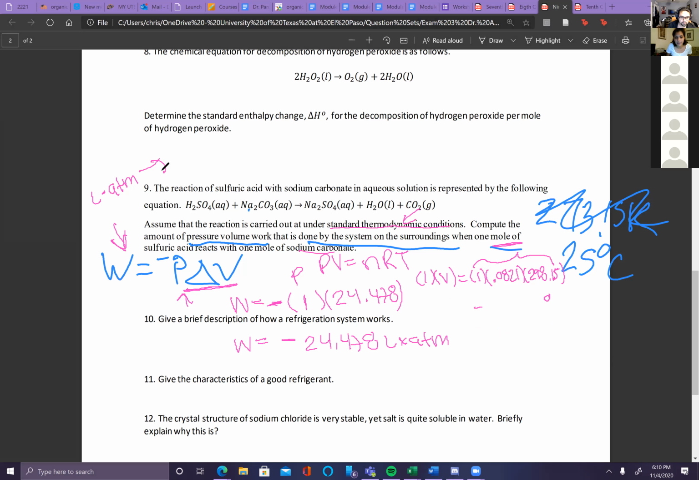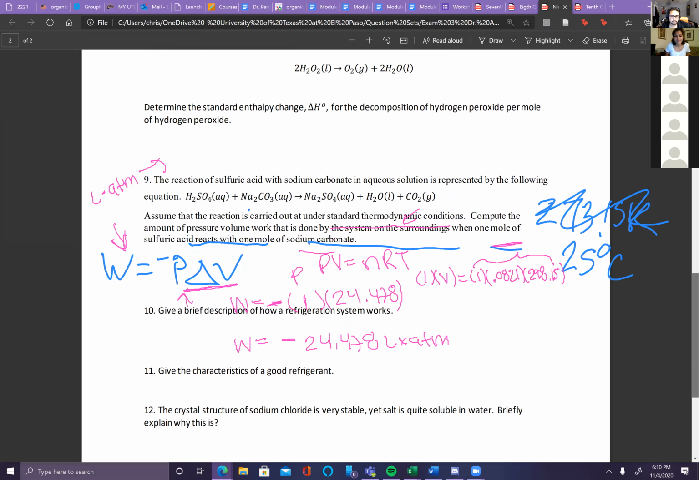Sorry, I'm erasing things constantly. It's just I don't have space. Okay, and in order to convert to joules, what do I have to multiply or divide by? 101.325. Do I multiply or divide it? Multiply. Yeah, you multiply by 101.325 because in 1 liter times ATM, there are 101.325 joules.